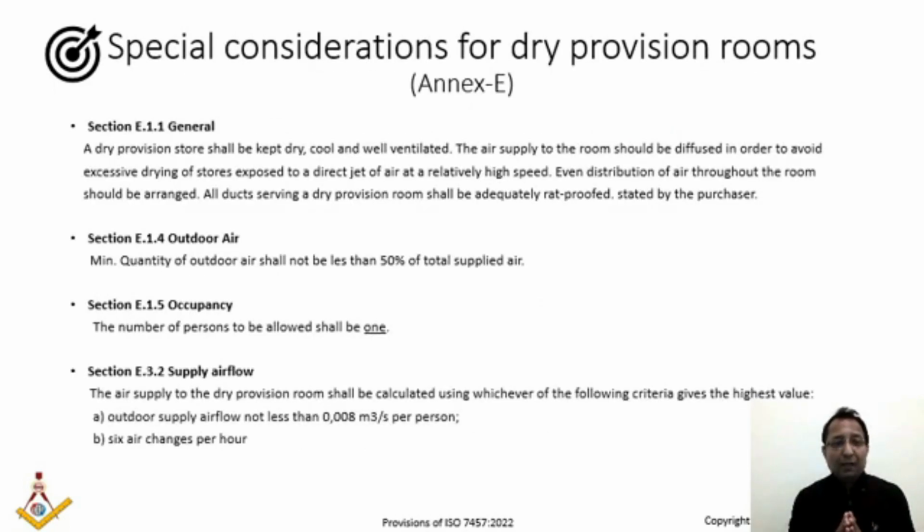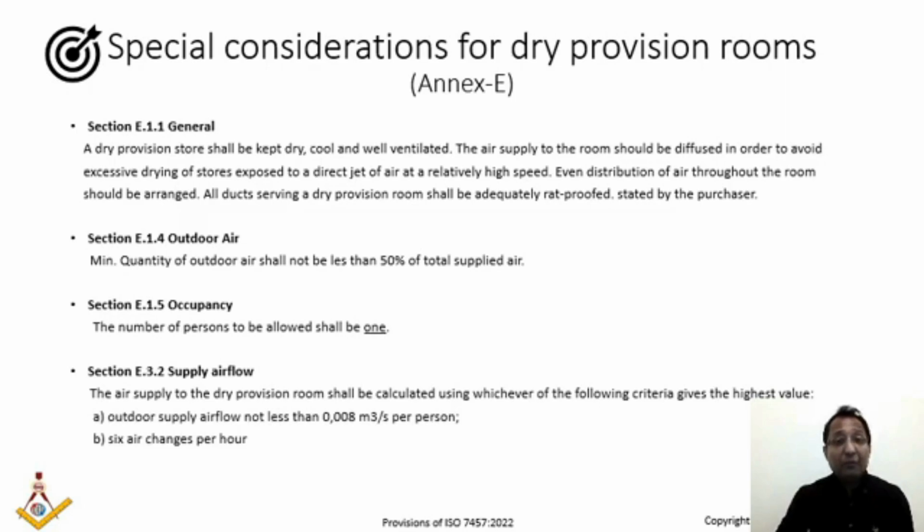As you can see here, Annexure E talks about the special considerations for the dry provision rooms. The dry provision room is nothing but the room where you keep your pickles, your rice, your wheat or your papad, whatever doesn't need a refrigeration system. You can consider it in the dry provision rooms. It is part of the ship, and as I explained earlier, these are the things you can keep in the dry provision store. This is very important because it is related to food.